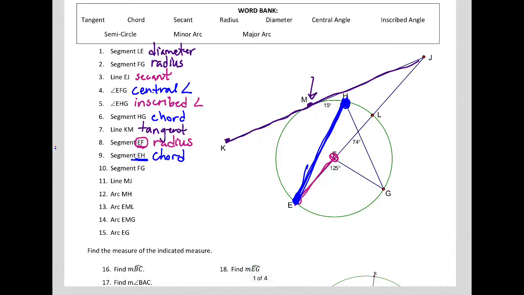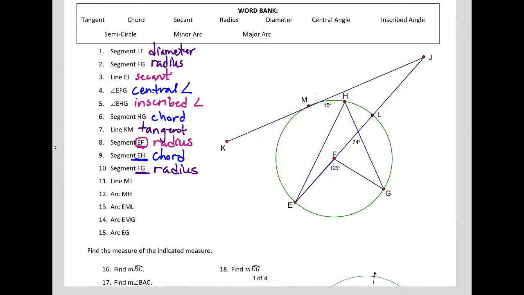Then we have segment FG. So from F, which looks like is here, to G is here. That actually is a repeat question because it was number 2 as well. So that is another radius. Remember, radius is always through the center, or from the center to the circle's edge. So that's radius.